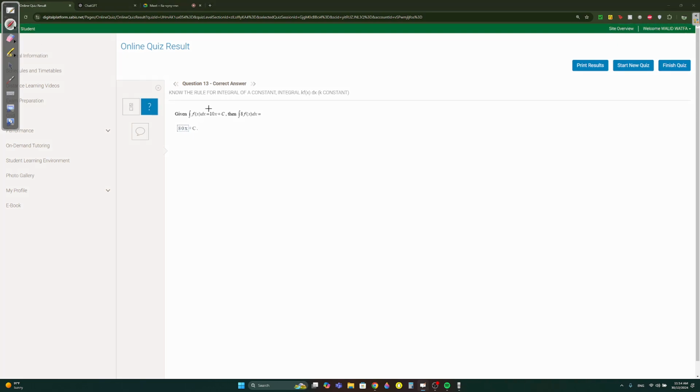Question 13. By the way, if they ask you and there's no plus c, you have to type it. You really have to type it. Okay. Given the integral of f of x dx is 10x plus c, then the integral of 8 f of x dx is what? Basically, it's the rule. If you have 8 times something in integration, it's the same as 8 outside times the integral. So they told us that the integral is equal to 10x plus c. So it's 8 times 10x plus c, so you're going to get 80x plus c. Please don't say it's 8c. Okay, no, this is wrong. You get 80x plus c.